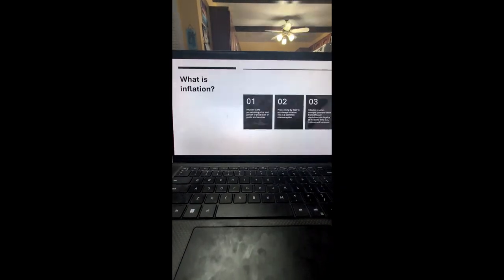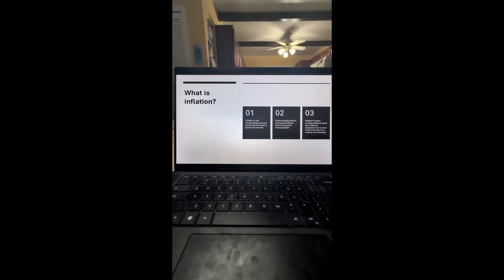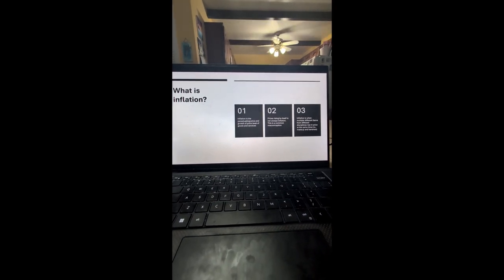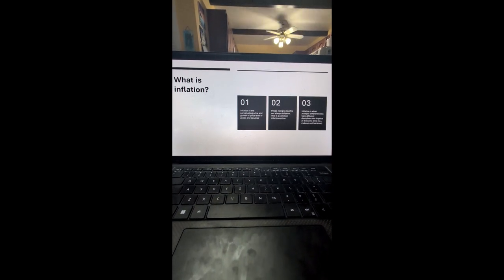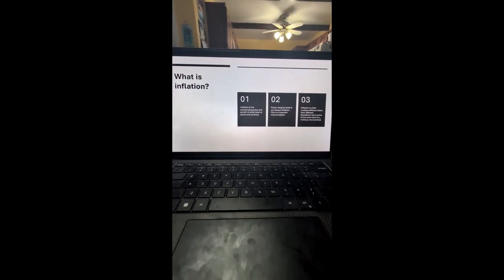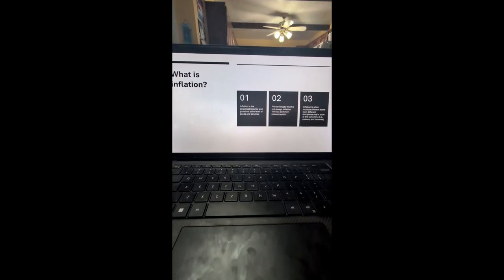Here we go. So inflation. We had to define inflation. To me, inflation is the perpetuating price and growth of price level of goods and services. Fairly straightforward in terms of definition.